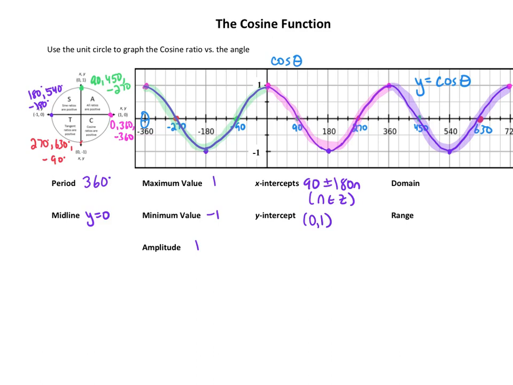The domain, there's no restriction in the domain, so theta is an element of all real numbers. And the range, again, if you look at those y values, they are between -1 and +1. So y, this is a double inequality. Y is greater than or equal to -1, but less than or equal to 1.